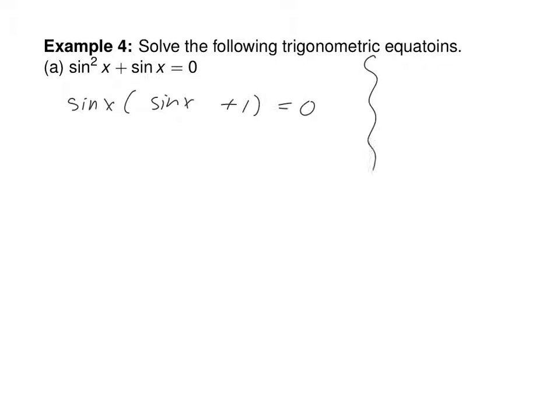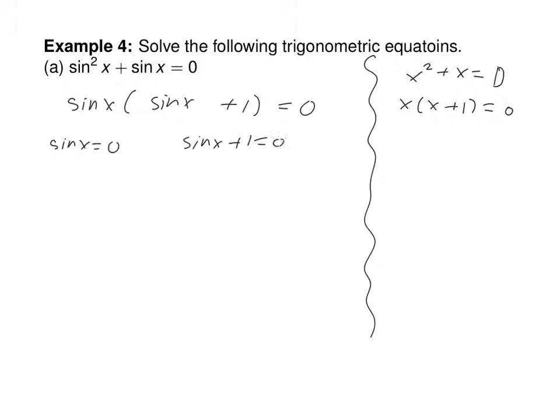It's a lot like solving the equation x squared plus x equals 0. You start by taking out an x. Does that ring a bell? And then you set each piece equal to 0. It's just that the thing that's your x is now the sine. Okay, so set sine of x equal to 0 and set sine x plus 1 equal to 0.